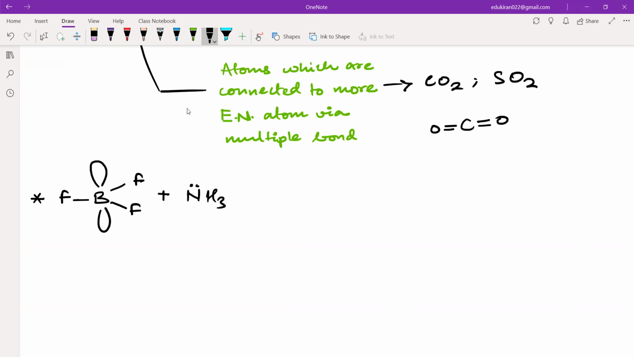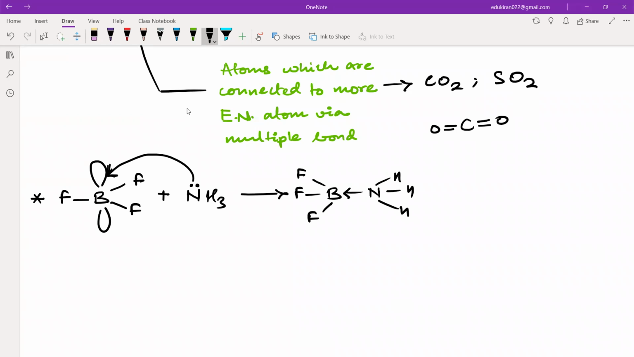Then you have NH3 molecule, which has a lone pair of electrons. This lone pair sees that it can place itself in a particular orbital. So it will place itself in the empty orbital of boron, and you will form a molecule. This type of bond will be formed.